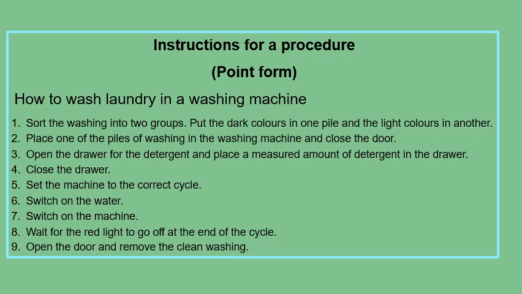Close the drawer. Step 5. Set the machine to the correct cycle. 6. Switch on the water. Switch on the machine. Wait for the red light to go off at the end of the cycle. Number 9. Open the door and remove the clean washing. That is an example of how instructions are given in point form.